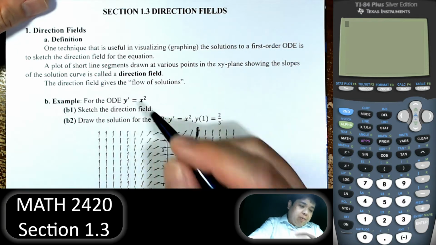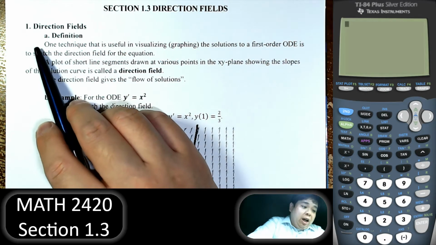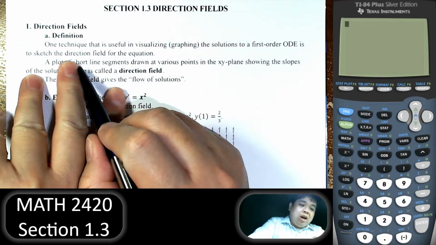Direction fields. In the previous section we defined a differential equation and how to verify a solution of a differential equation. This is one way to actually find a solution. Not the best way, but it's a way to do that. All right, direction fields.